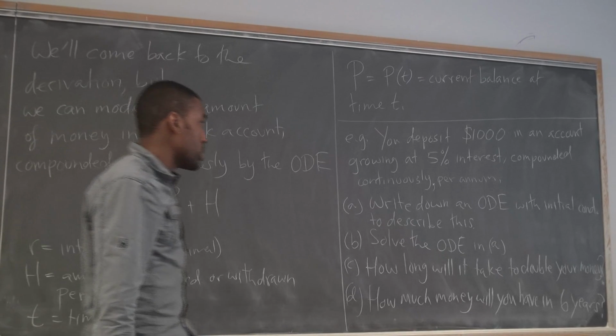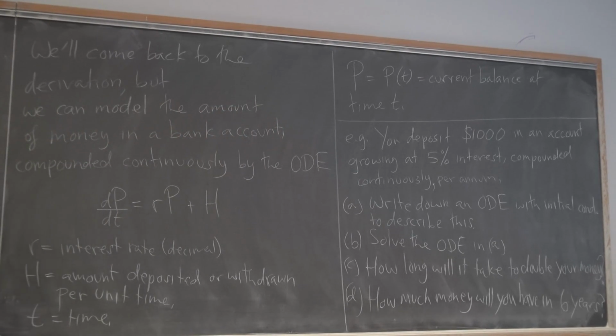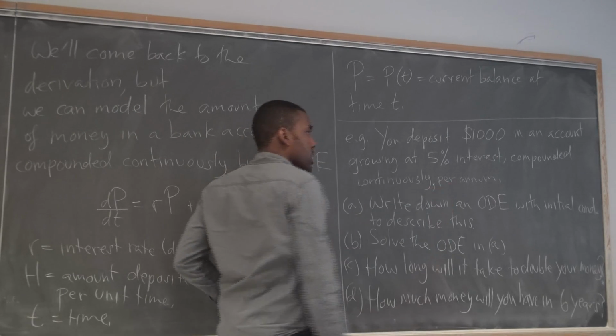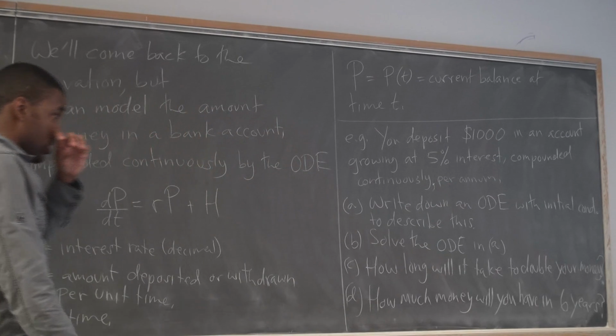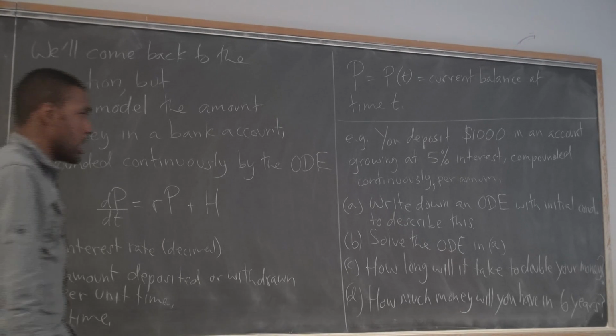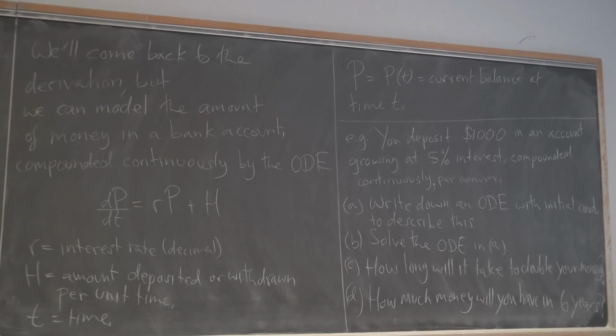Okay, so this is the question. You deposit $1,000 in an account, it's growing with compound interest, compounding continuously, growing at 5% interest per year. Right? Per annum means per year. Right? And I want you to write down a differential equation that will describe the situation, solve the differential equation, and then tell me how long will it take to double your money and how much money will you have after 6 years.